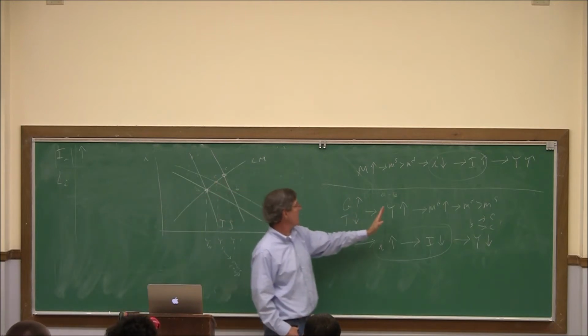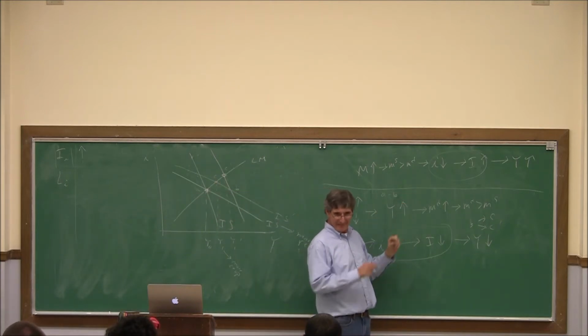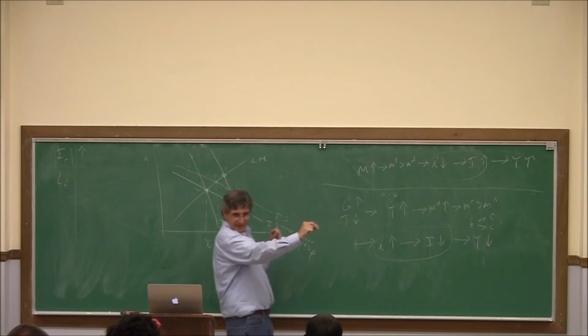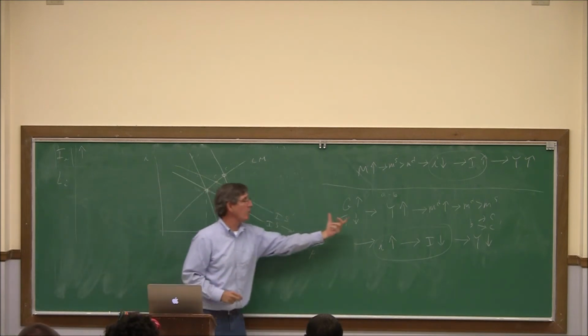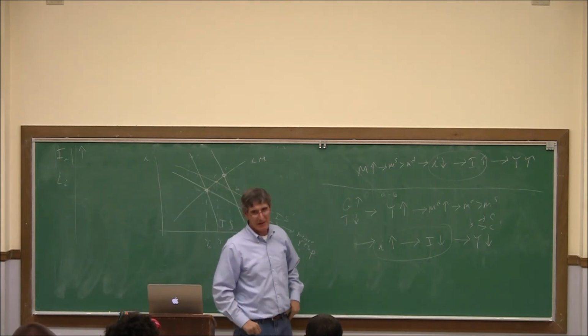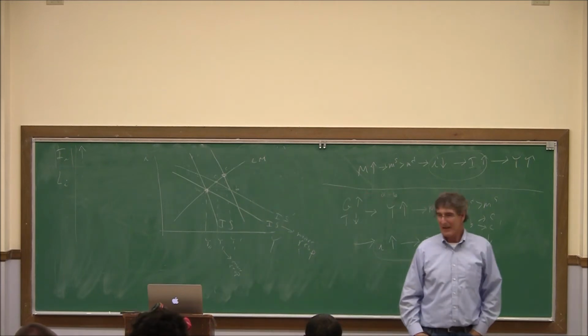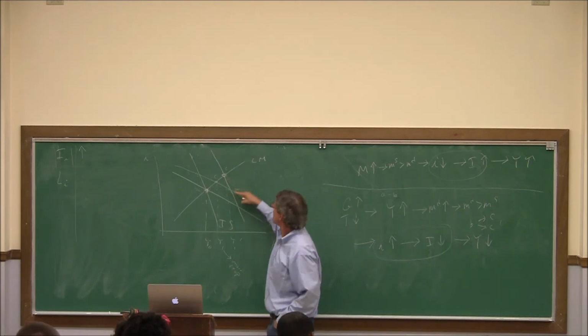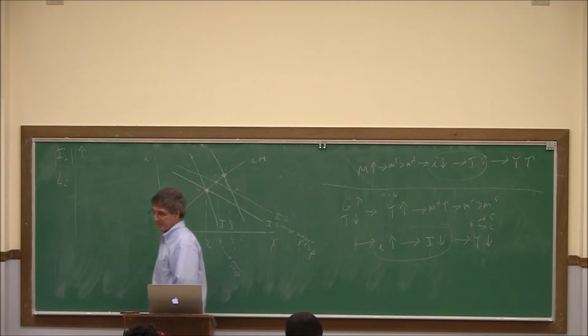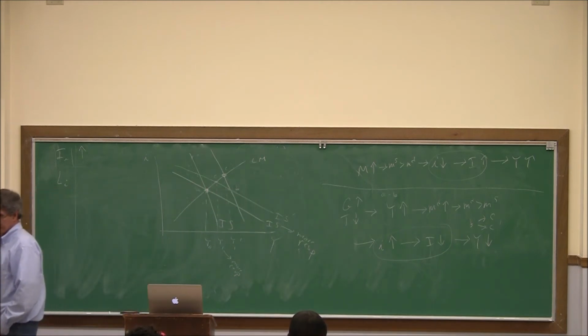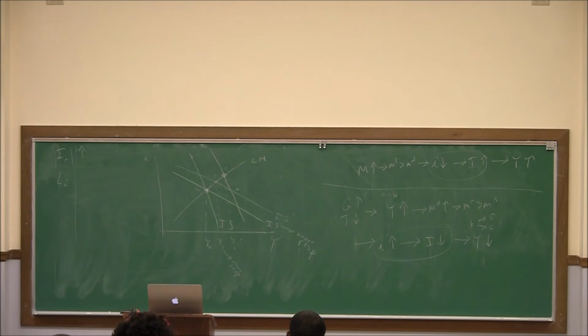So up to this point, they both shift the same. That's that horizontal shift. This is actually the multiplier, 1 over 1 minus the MPC. That's the horizontal shift. And then you get the crowding out point. What's that? Yes, it's less effective when you get more responsive.